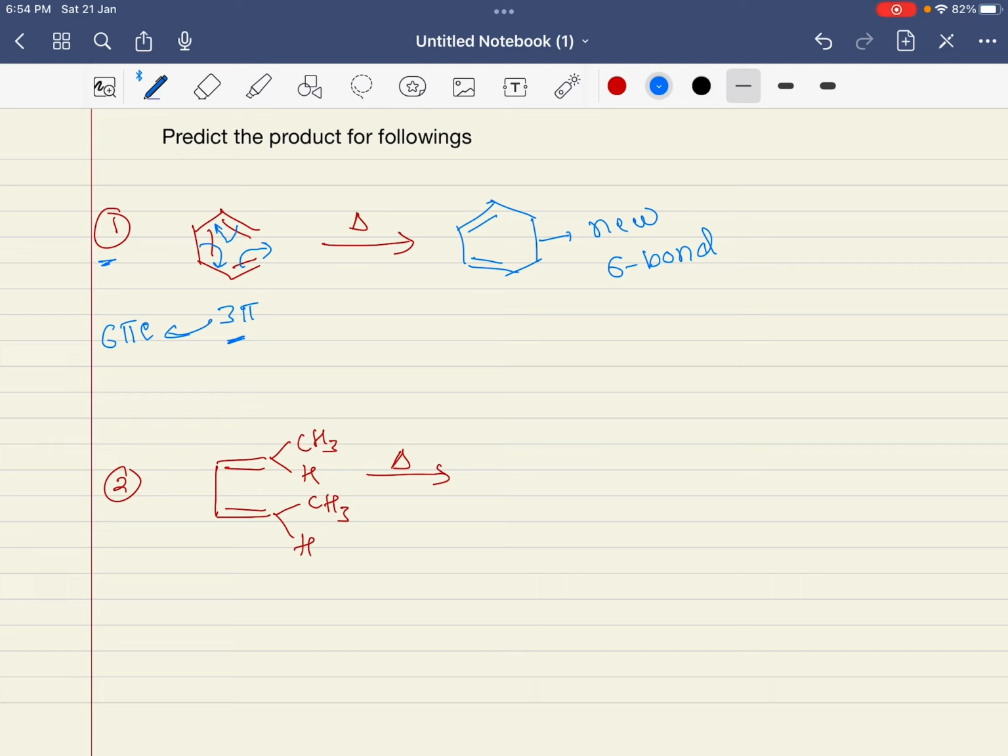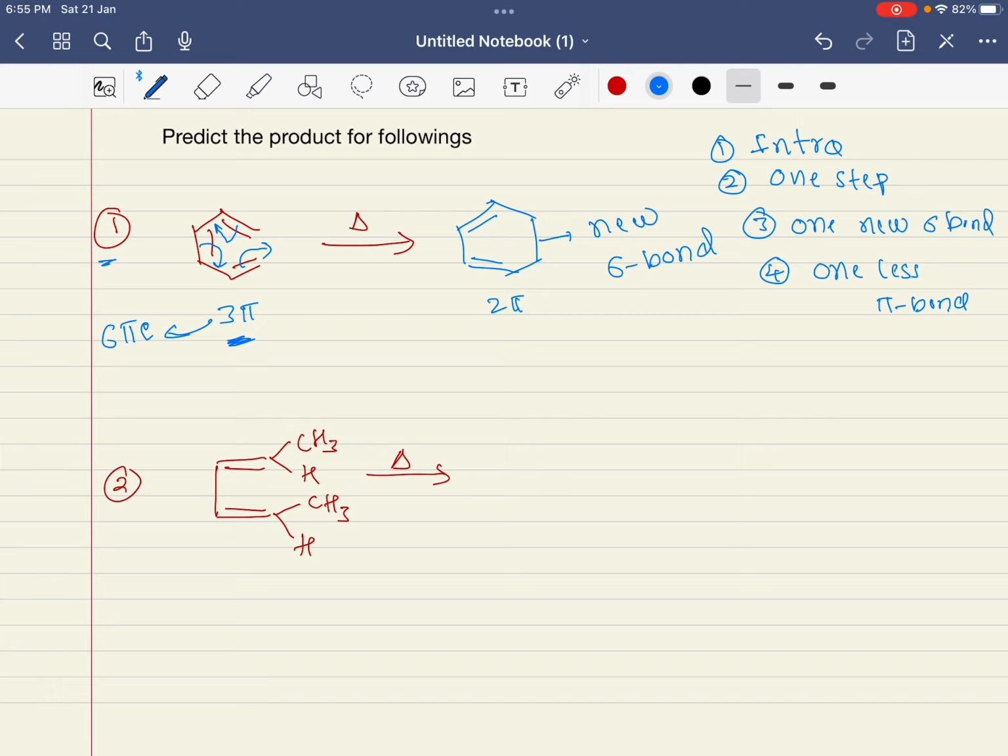Observe the properties here. First property is these are intramolecular reactions. Second thing is these are one-step reactions. Third thing is one new sigma bond is formed here. Fourth thing is the product contains one less pi bond. Here it has 2 pi bonds, and in the reactant there are 3 pi bonds.